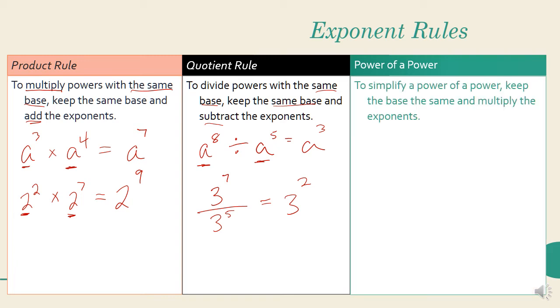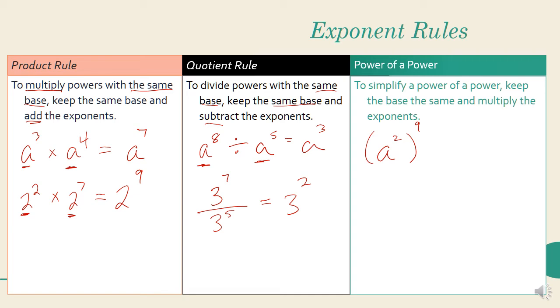Our third exponent rule, power of a power. To simplify a power of a power, keep the base the same and multiply. Now, we probably don't know what a power to a power looks like, so let's see. So we have 1 power, a squared, and now we're going to raise it to another. So let's say 9. So a power to a power looks like this. It has 2 exponents side by side, or 1 exponent raised to another exponent.